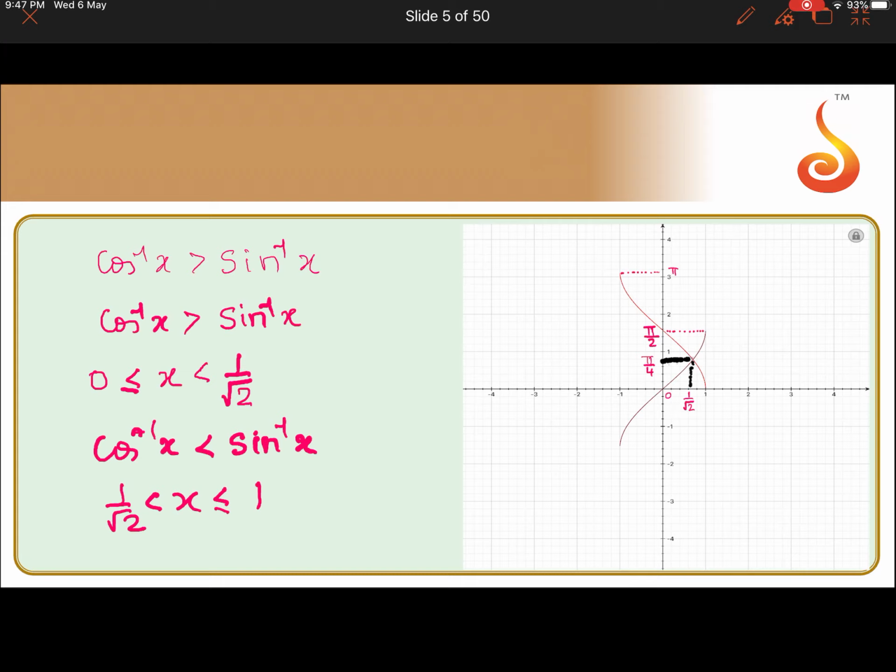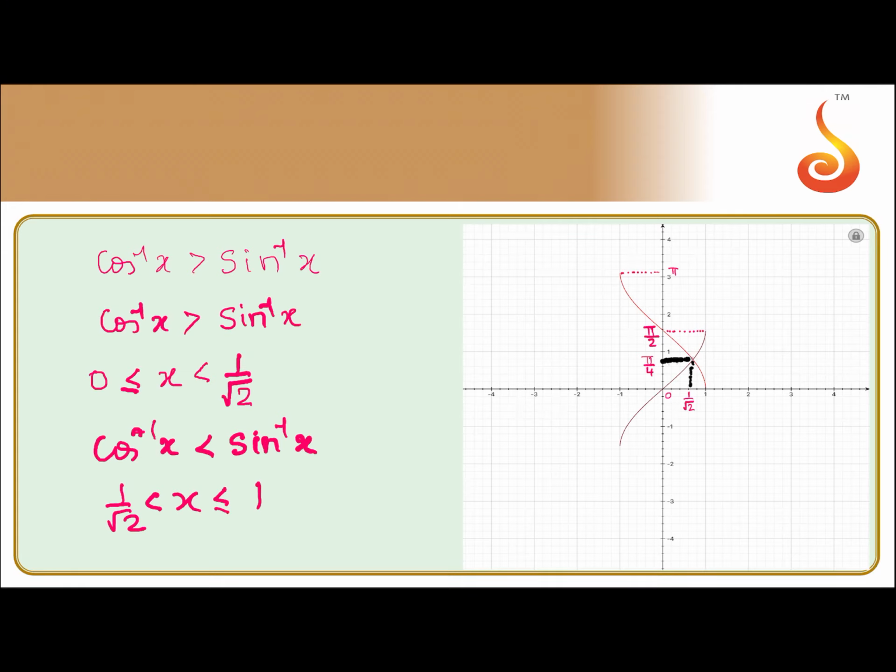Next one is, let us go to next slide. Next slide is cos inverse x is greater than sin inverse x. There is a problem also. It will be solved graphically. It is in lecture 1, example 9.